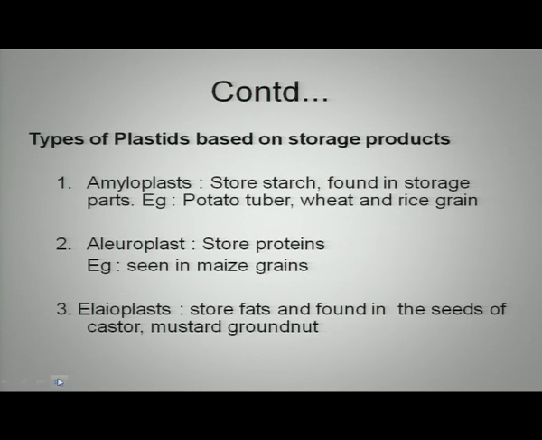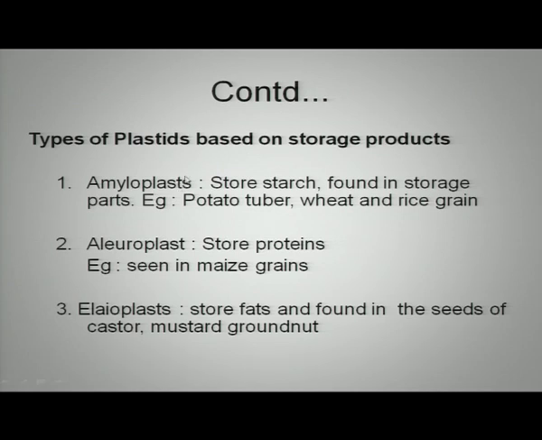Now, there is yet another classification of plastids based on their storage product. Which storage product they are storing? So, based on that we can again classify these plastids into 3 different types. The first group amyloplast, second one aleuroplast, third one elaioplast.